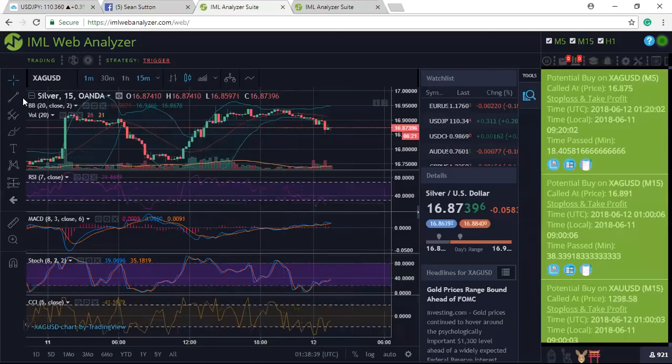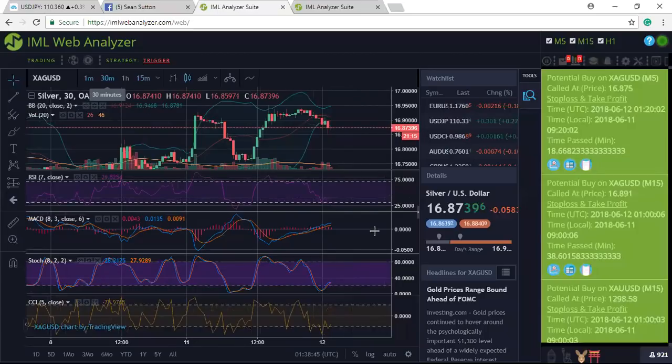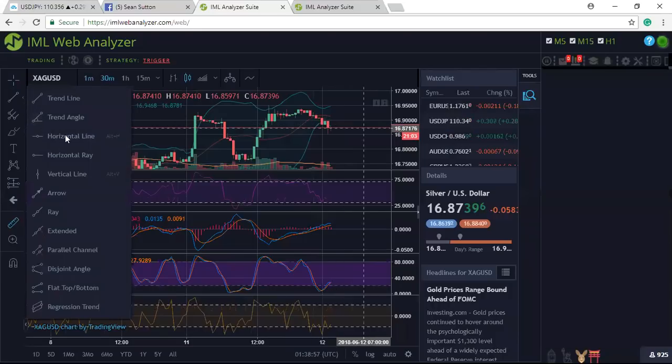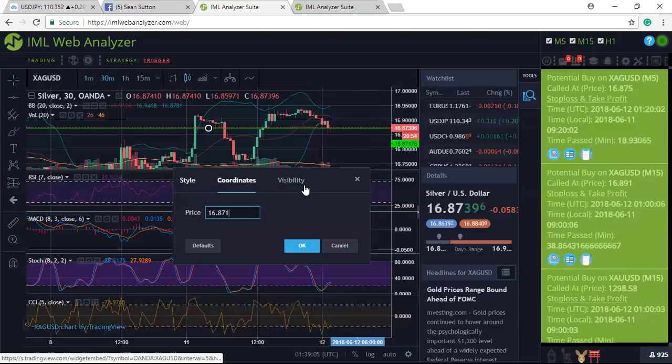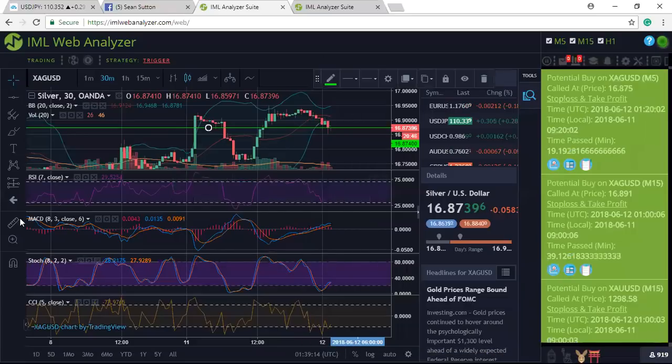So I'm gonna set my TP. Let me put it on my 30-minute. Let's see what my entry is. My entry is $16.874. So I just go for a few.